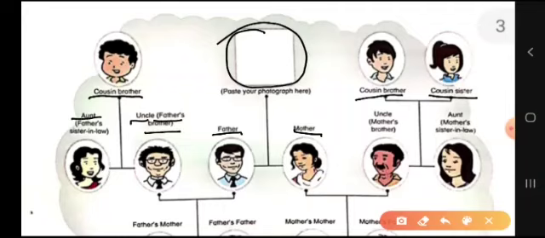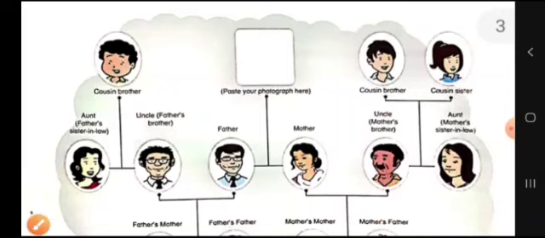Now look to the other side. Your mother's brother. He is also your uncle, which you call him in Hindi mama. So your mama is your maternal relative and his wife is your aunt and she is also your maternal relative. And your cousin brother and cousin sister, they are also maternal relatives. I hope you got it.